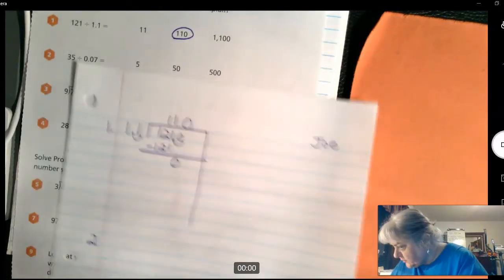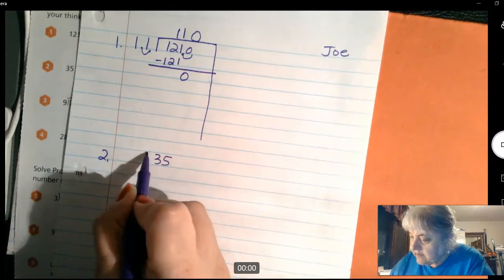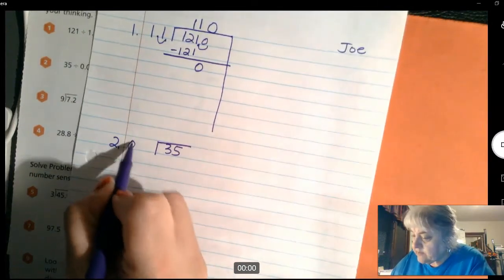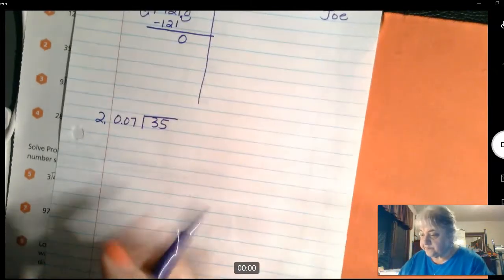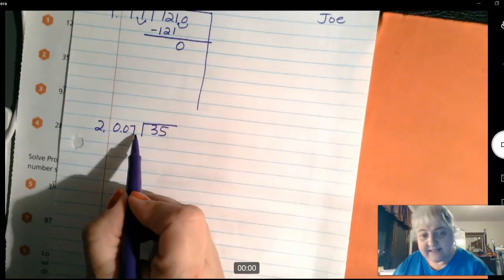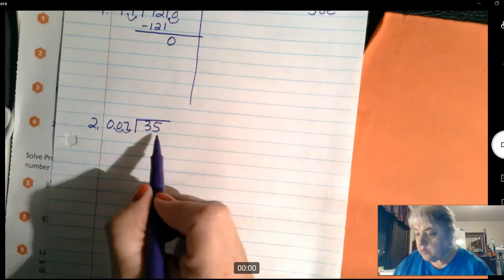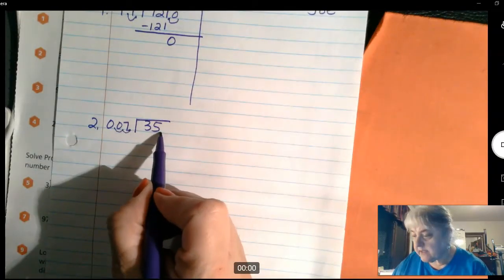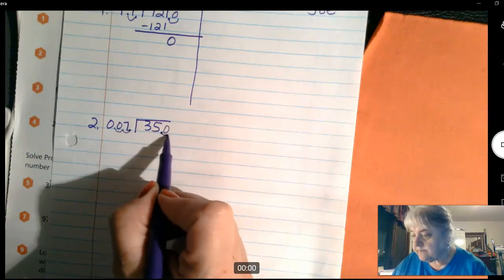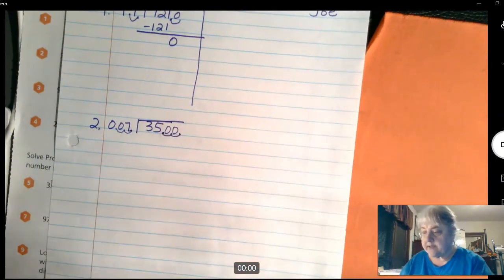And number 2, our problem states 35 divided by 0.07, okay? The decimal is on the side, so I need to slide it. But to slide it to the end, I'm going to have to move it 2 places, which means I'm going to have to move this 2 places. 1, 2, which makes it 3,500.